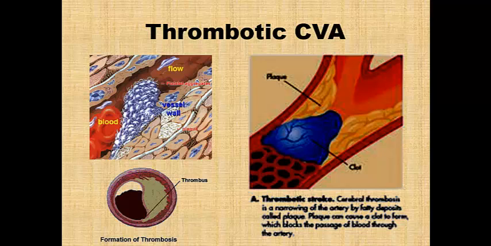And there are actually two common areas that this occurs in. The first is the bifurcation of the common carotid artery, and the second is the junction of the vertebral arteries with the basilar artery. So these are two really common places for thrombotic CVAs to occur.